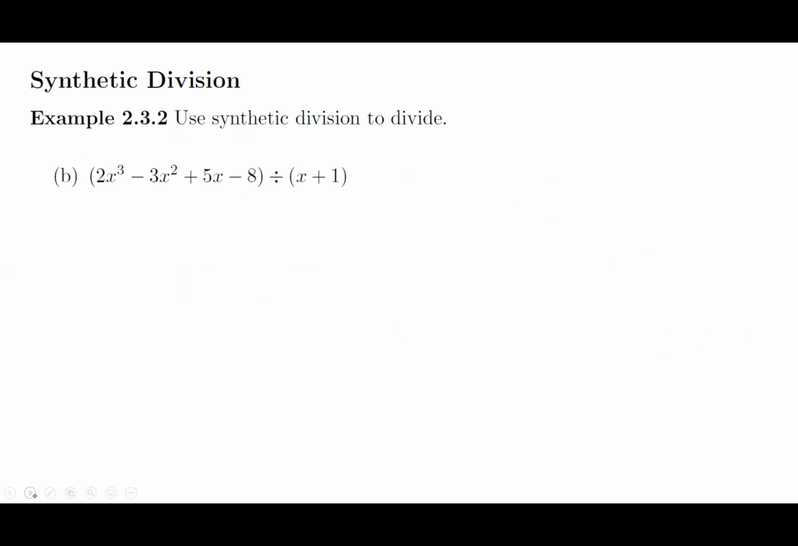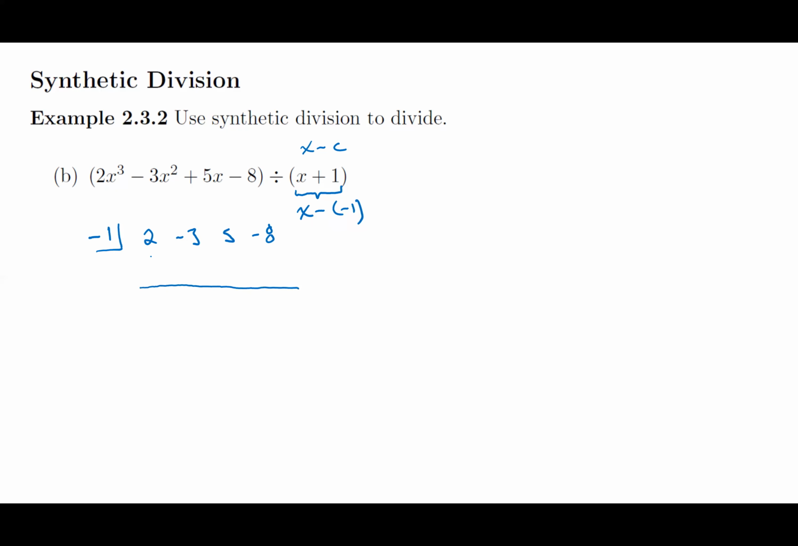Here's another one. So this one's going to be a little more complicated. What I want you to do first is, when you're doing synthetic division, that linear factor has to be in the form x minus c. So plus 1 is really minus a -1. Another way of thinking about that is what would that x have to be to make that 0? So I'm going to place -1 here, and then my coefficients, 2, -3, 5, -8.